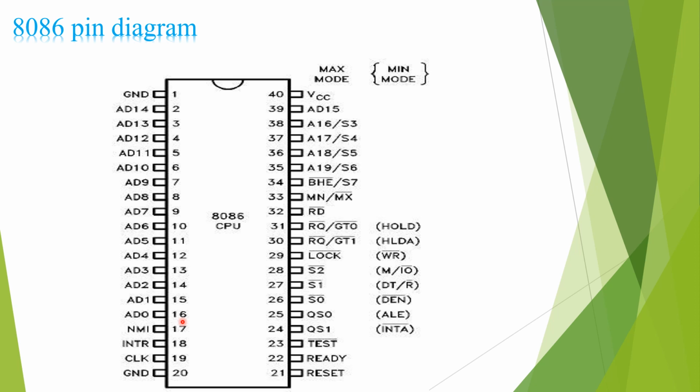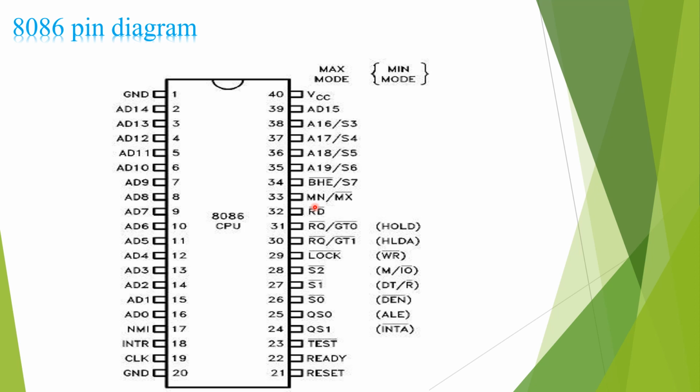After that, pin number 33. Pin number 33 is MN/MX. It stands for minimum/maximum and is available for maximum and minimum mode. It indicates in what mode the processor is currently operating. When it is high, it works in minimum mode, and when it is low, it works in maximum mode.